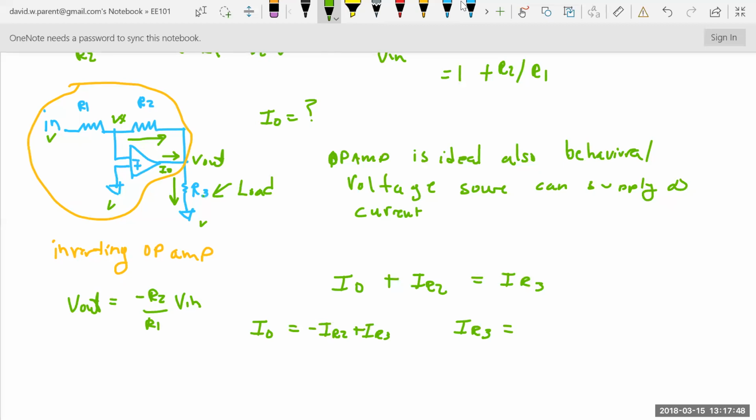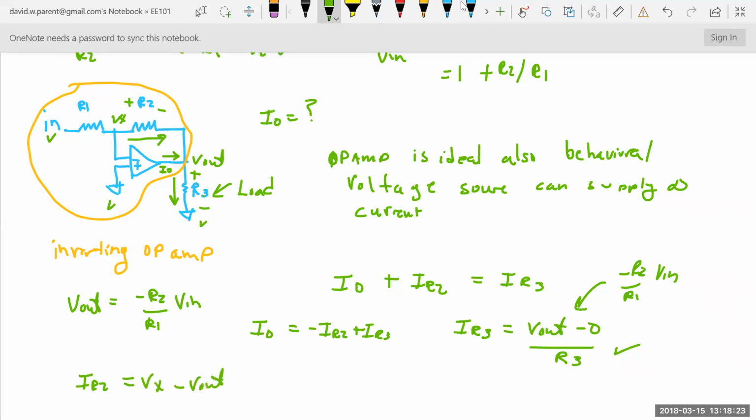IR3, that's the current direction, plus minus. That equals V out minus 0 over R3. What is V out? Minus R2 over R1 times V in. So that's easy to calculate. IR2, well, that was the current definition, so I have to use it. So that's plus minus. So that's Vx minus V out divided by R2.